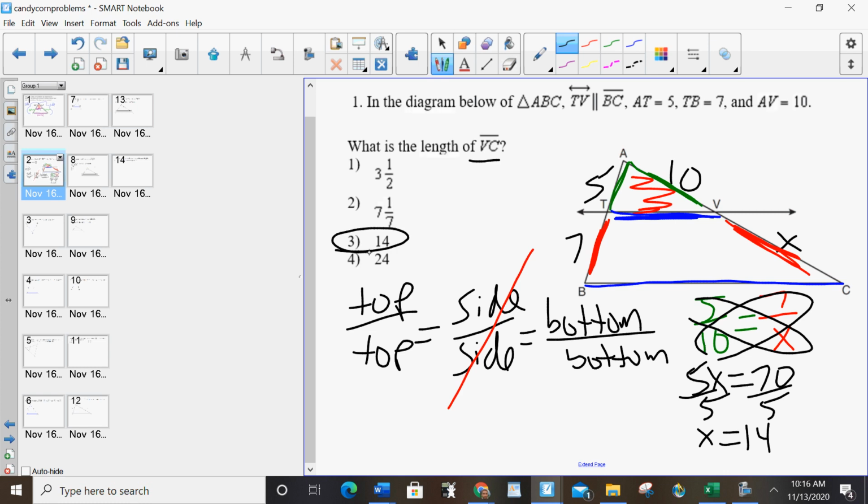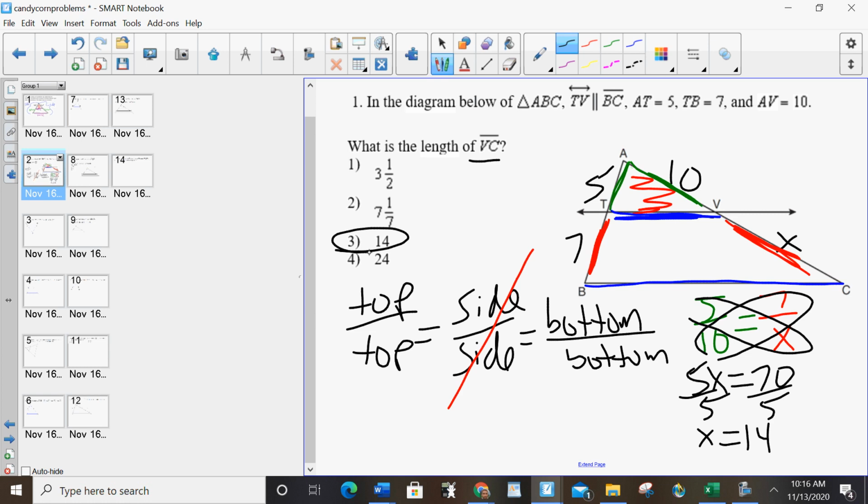When you see a candy corn, determine if the bases are involved. If the bases are involved, separate the triangles. We didn't do that yet. If the bases are not involved, we put the top over the top, the side over the side, the bottom over the bottom. Whichever one of those we have is what we do. And make sure X counts as being involved, because we need to have X in the proportion somewhere.